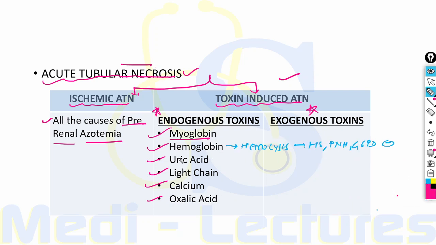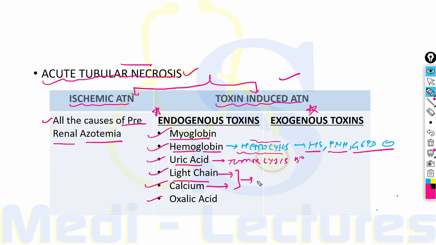On the other hand, hemoglobin can reach the tubules due to hemolysis, specifically intravascular hemolysis, which can be seen in hereditary spherocytosis, SLE, PNH, that is paroxysmal nocturnal hemoglobinuria, and enzyme deficiency like G6PD. Uric acid can be seen in tumor lysis syndrome, which occurs after chemotherapy of any tumor, specifically AML and other blood tumors. Light chain as well as calcium.